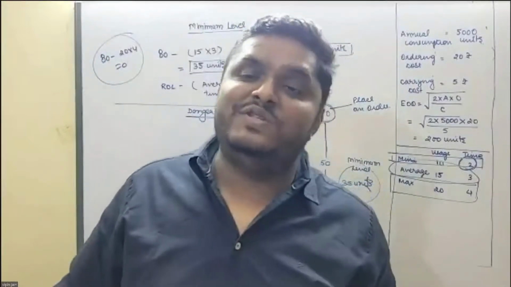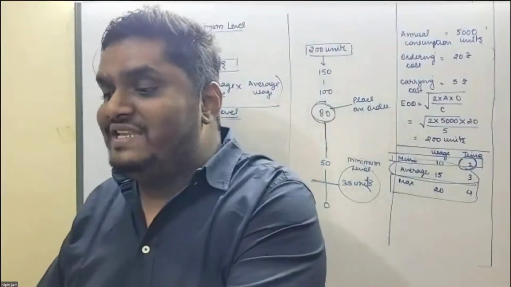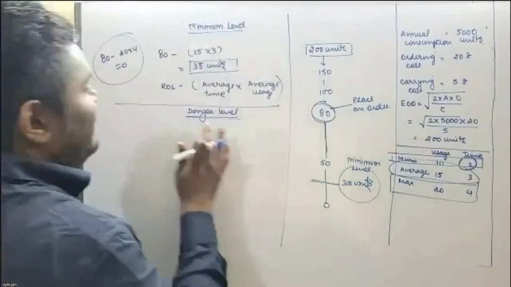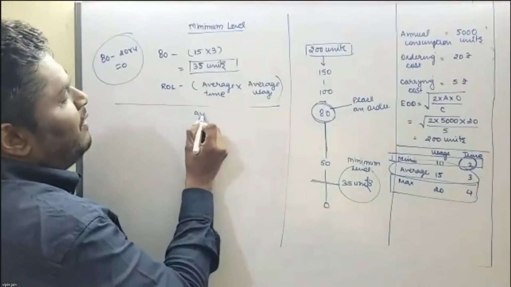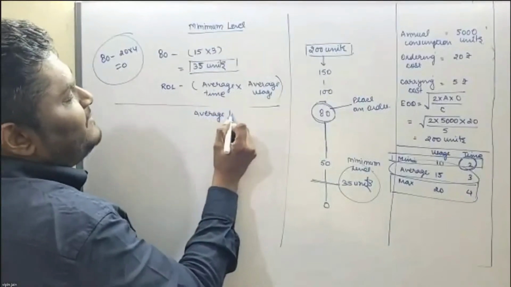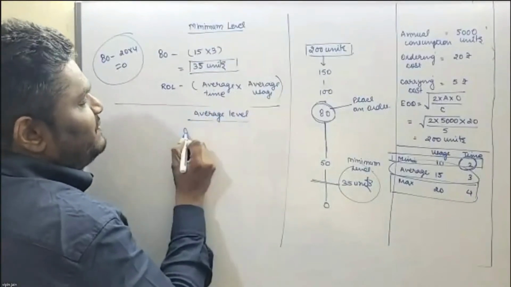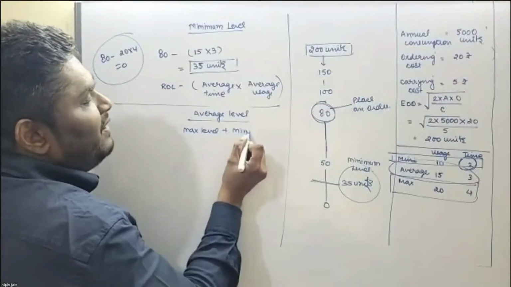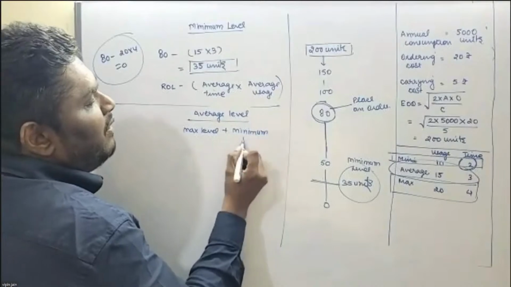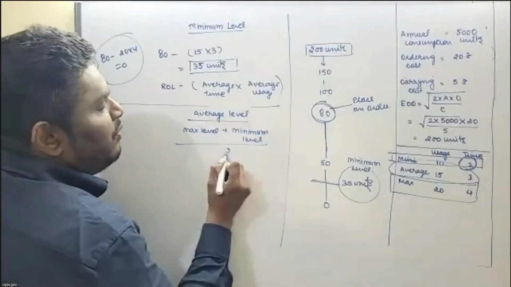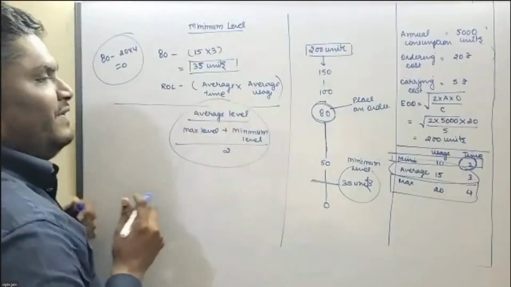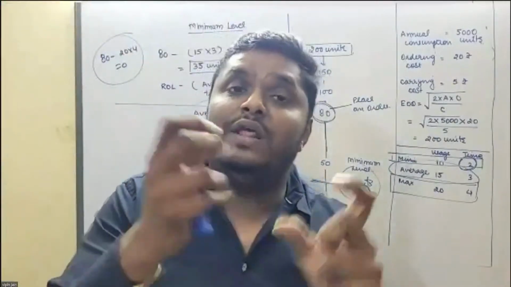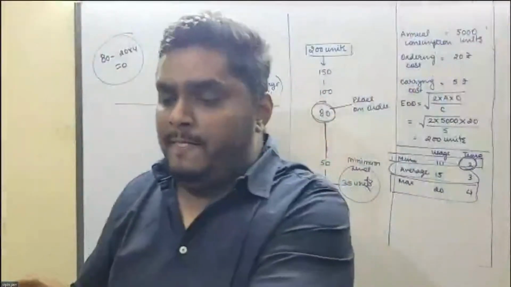So guys, let's proceed further with the next part, that is the danger level. Sorry, before the danger level, let me cover the average level of inventory. The name itself says average level. That is, maximum level plus minimum level divided by 2. This is what we call the average level. I hope you guys are thorough with this part. That is, what is the reorder level? When to place the order?